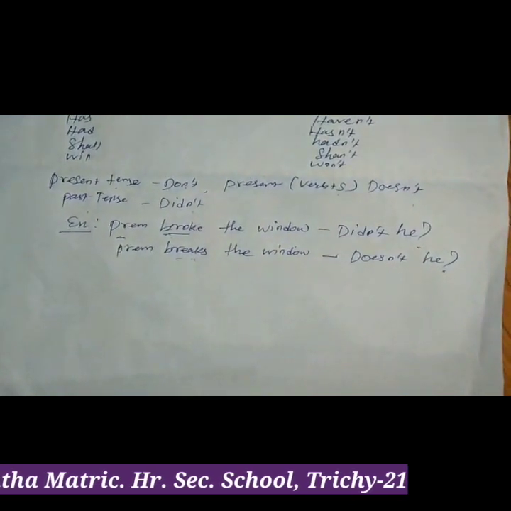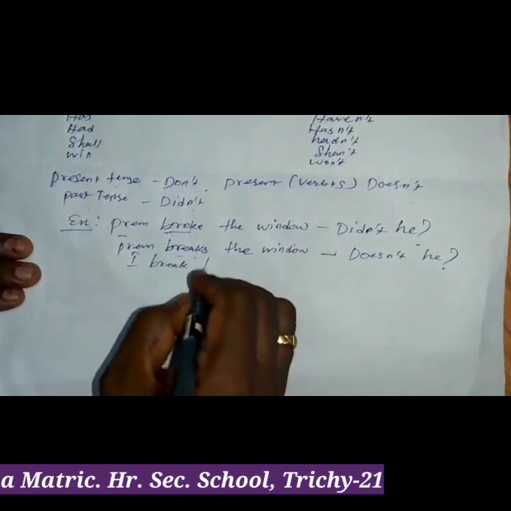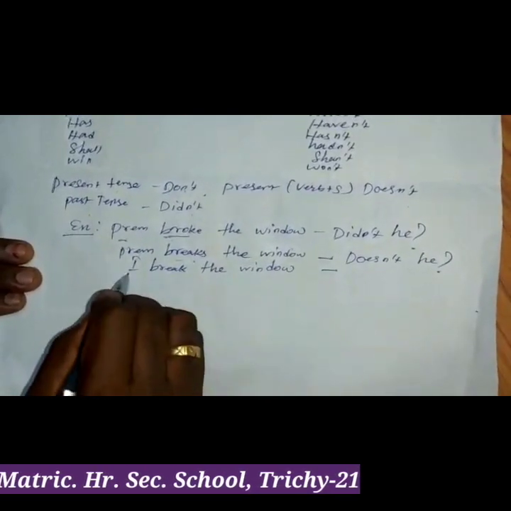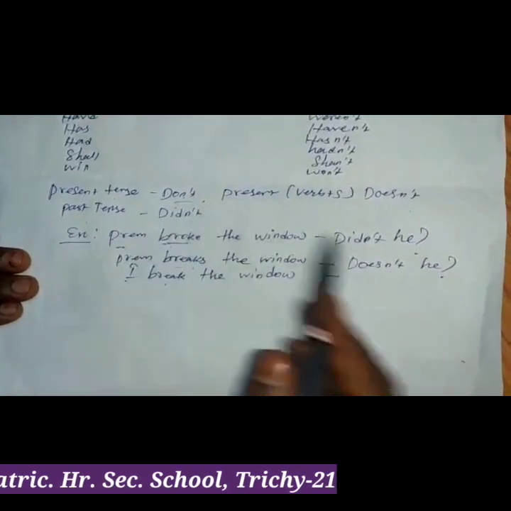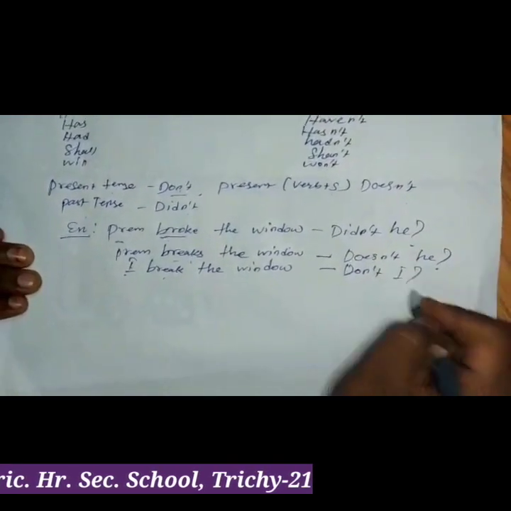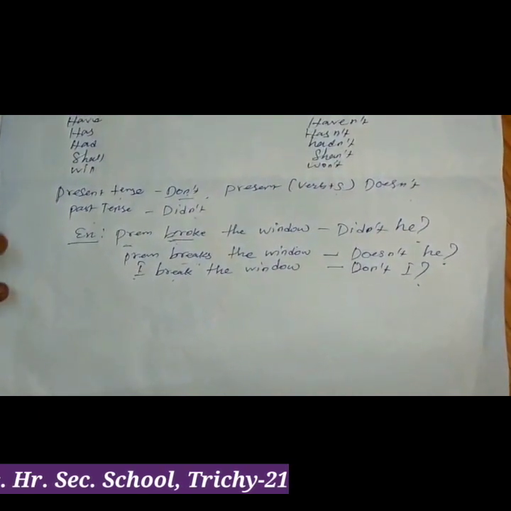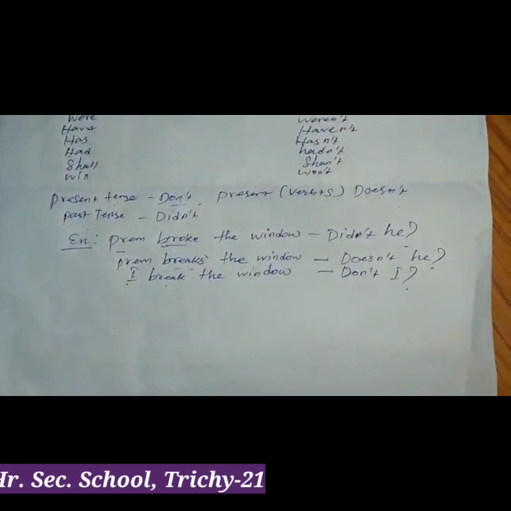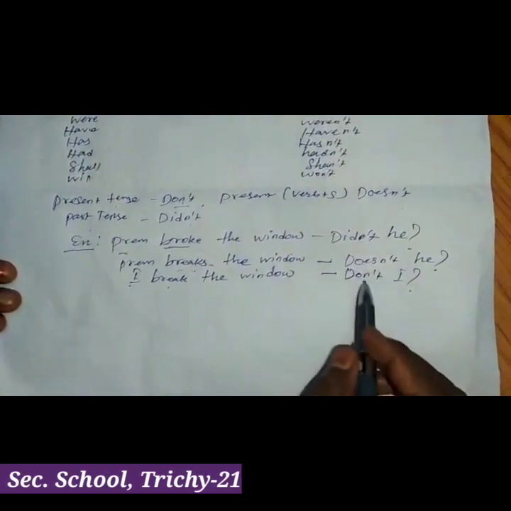I break the window. Here the subject is I, and it is "break", so we can take the do form. Don't I? That's all. This is the do form of the question tag. It's very important and very simple. The main verb, whether it is present or past or verb plus s, we can take that do form verb.